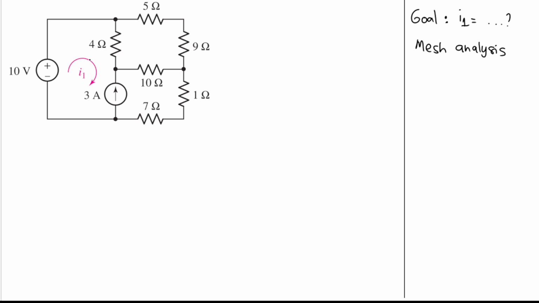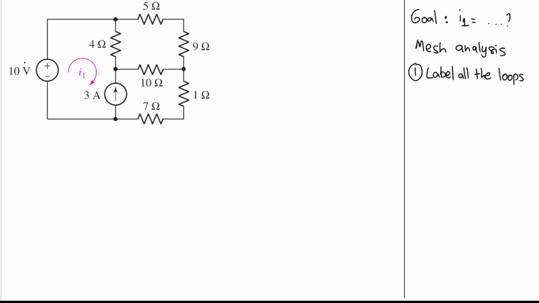So here we will have I1, but here we pass through this 3 ampere current source, and that is the main problem. But let's do it step by step first. The first thing that we need to do is to label all the nodes. I mean, label all the loops, not the nodes, because we are using mesh analysis.